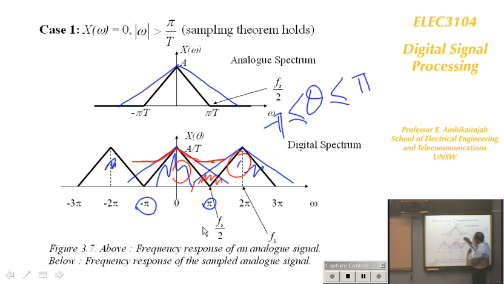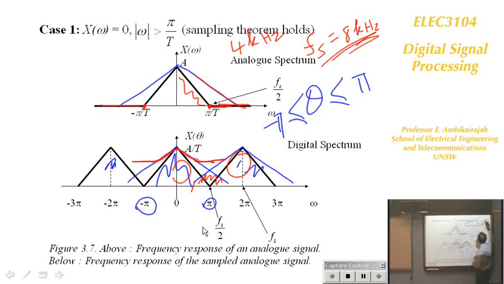That means you must make sure that if you are sampling at FS, which is 8 kHz, your original signal has to be limited to 4 kHz. That means at 4 kHz you get a zero magnitude value. Anything above 4 kHz will always be zero. If you have that, then there's no problem. You can sample at 8 kHz. If you don't have it, and you sample at the wrong sampling rate, then this distortion will occur. That distortion is called aliasing. That is aliasing distortion.